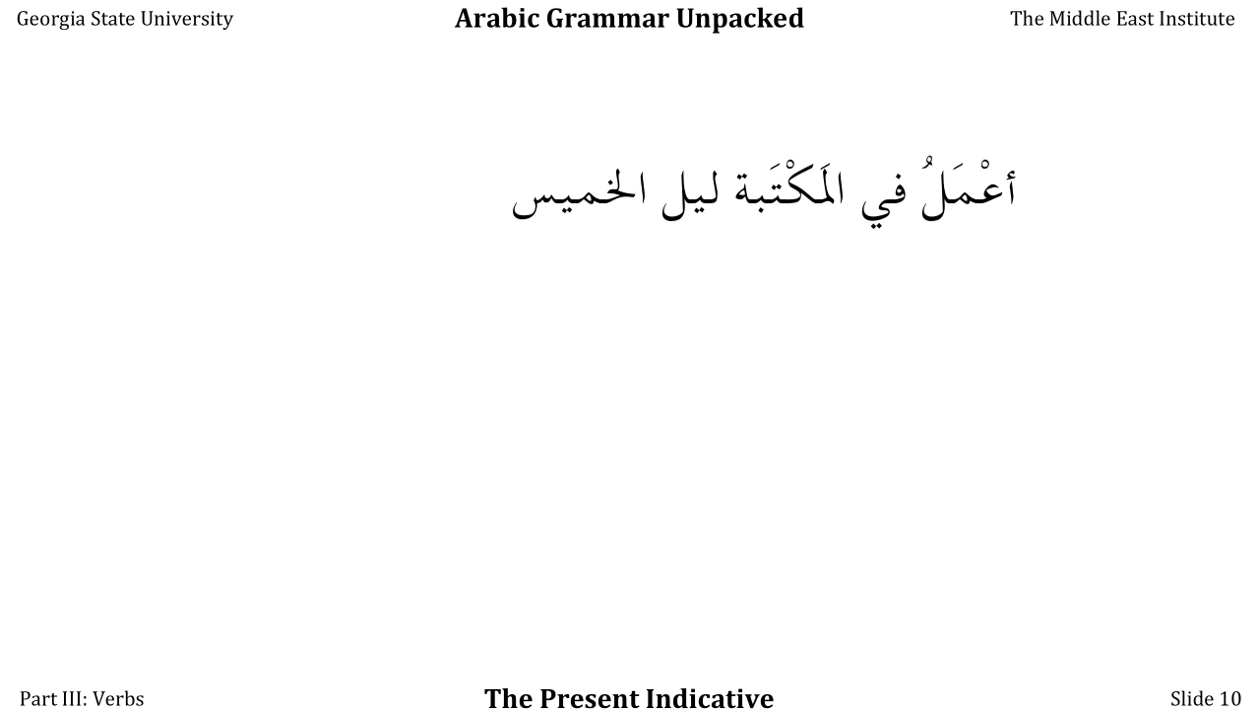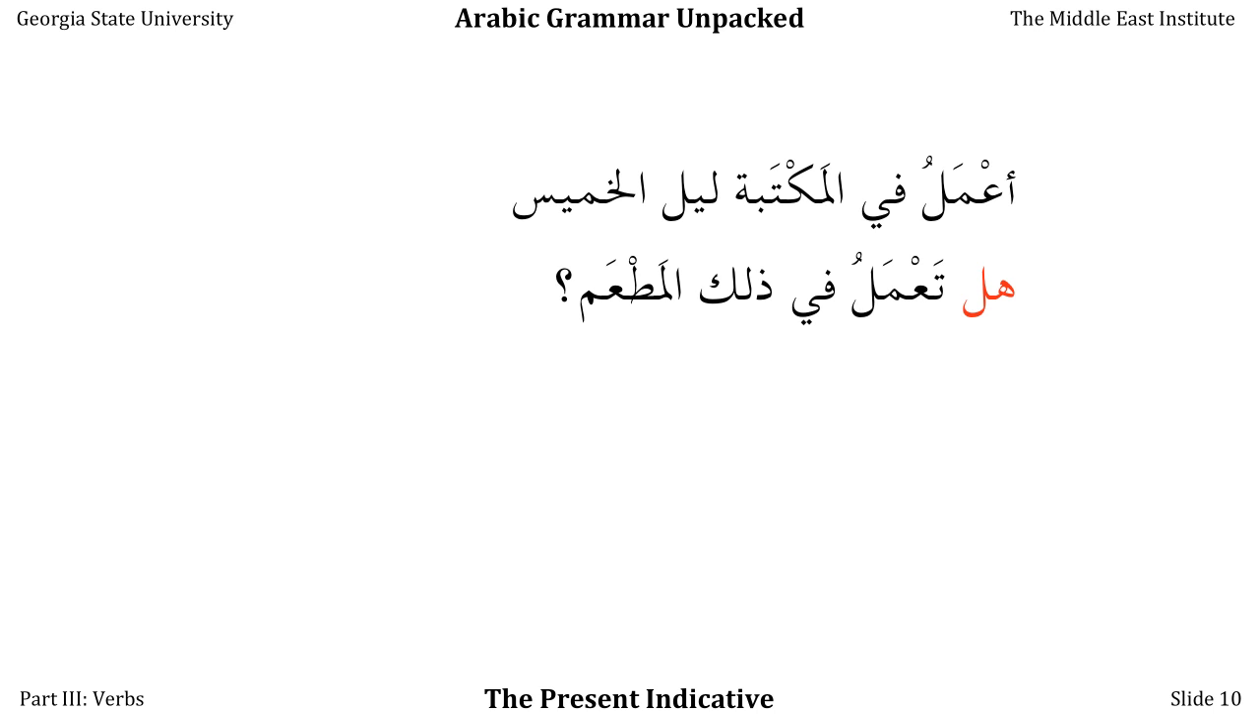Now, using the present tense is really quite simple. If we have a sentence like أعمل في المكتبة ليلة الخميس, I work in the library Thursday night. أعمل can mean I work, it can mean I am working, it can mean I do work. There's not any distinction in this in Arabic, so it's a little bit simpler than English is, which is unusual for Arabic, and we should appreciate it.